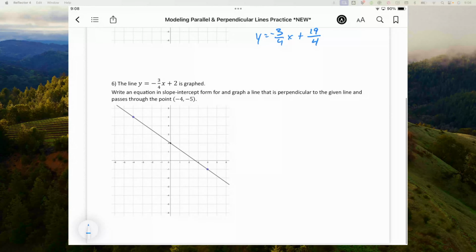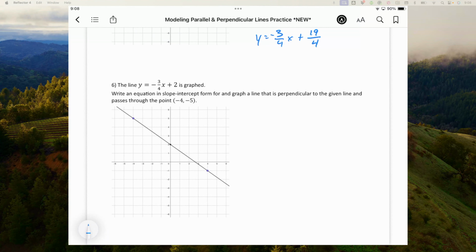Number 6, we have a point, x1, y1, and we have a slope, negative 3 over 4. So we can go right from that point, negative 4, negative 5. And our slope is positive 3/4. So up 3 to the right 4, up 3 to the right 4. And there's our graph.